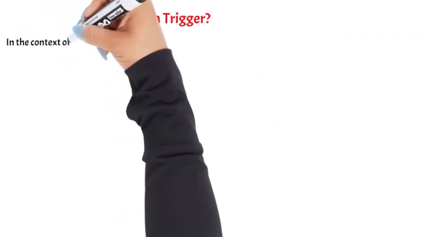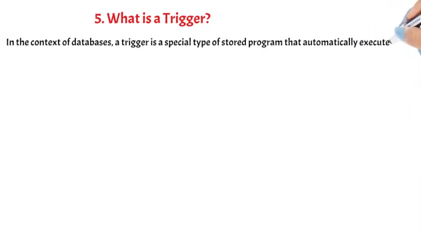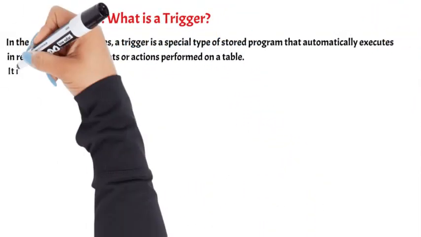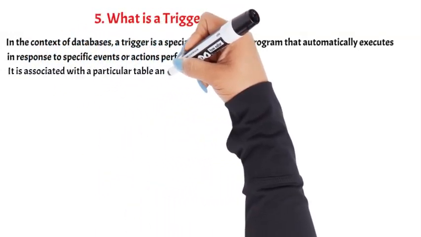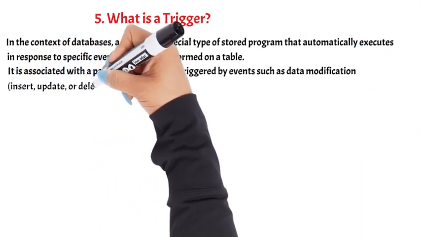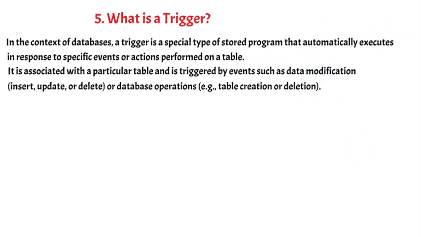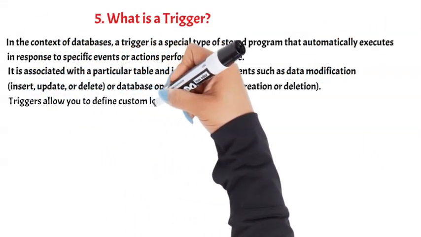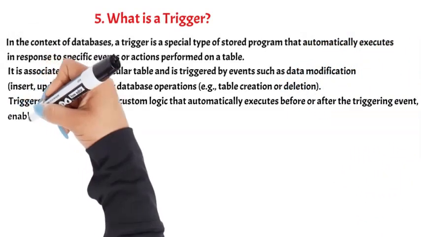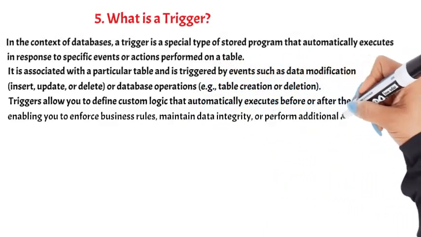5. What is a trigger? In the context of databases, a trigger is a special type of stored program that automatically executes in response to specific events or actions performed on a table. It is associated with a particular table and is triggered by events such as data modification, insert, update, or delete, or database operations, e.g., table creation or deletion. Triggers allow you to define custom logic that automatically executes before or after the triggering event, enabling you to enforce business rules, maintain data integrity, or perform additional actions.